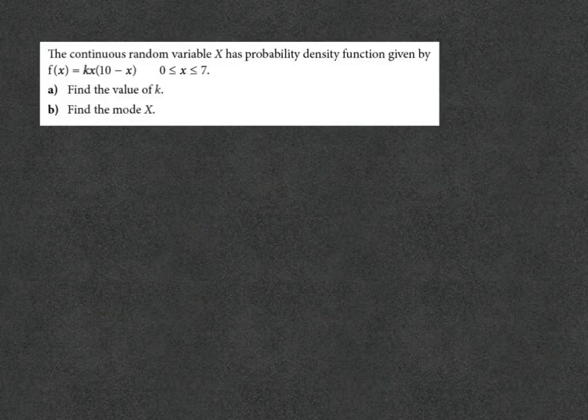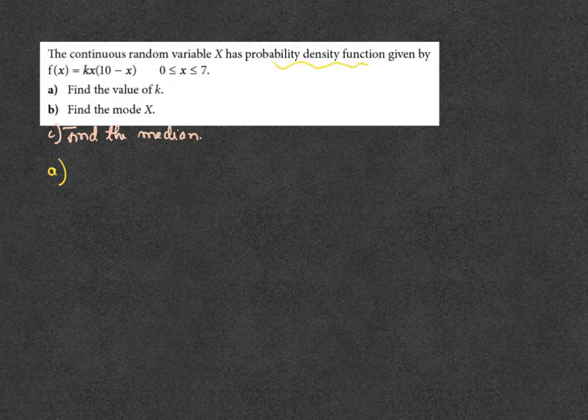Please pause the movie and read the question. We are going to add question C, find the median. Right, so let's start. Question A. Find the value of k such that f is a probability density function.